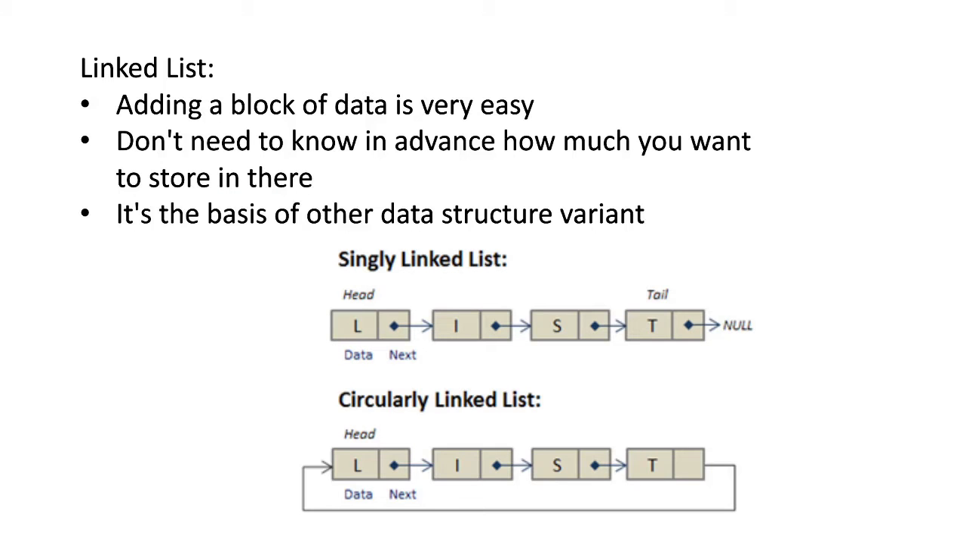So no need for something precise, but something like this should help understanding. So just bullet points. For instance, adding a block of data is very easy with a linked list. You don't need to know in advance how many blocks of data you want to store in there, and it's the basis of other data structure variants. So having this basic understanding in mind will help you understand why this basic data structure is even relevant while you're looking at the details.